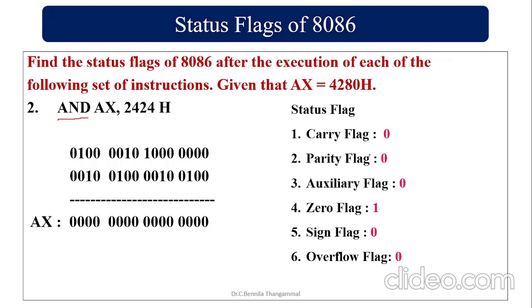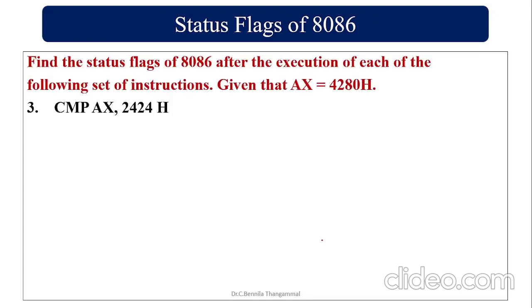So now the status flags: the carry flag is 0, the parity flag is 0 because there are no ones, the auxiliary carry is 0 and the zero flag is 1 because the output is 0. So the zero flag is set, and all other flags will be 0. So this is how to find the status flags.